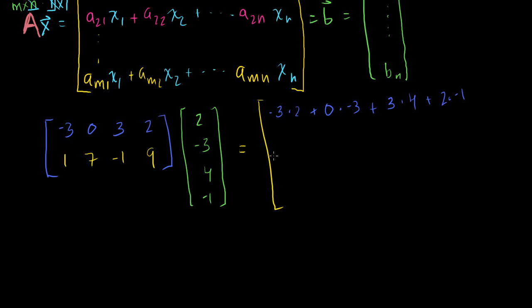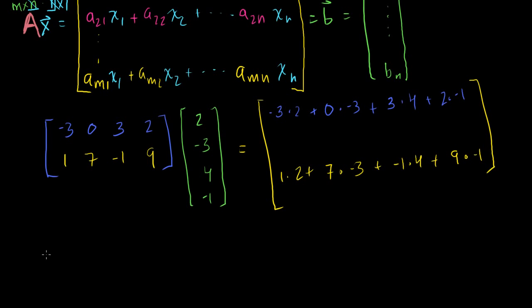And now my second row, or I guess my second component in this vector, is going to be 1 times 2, plus 7 times minus 3, plus minus 1 times 4, plus 9 times minus 1.